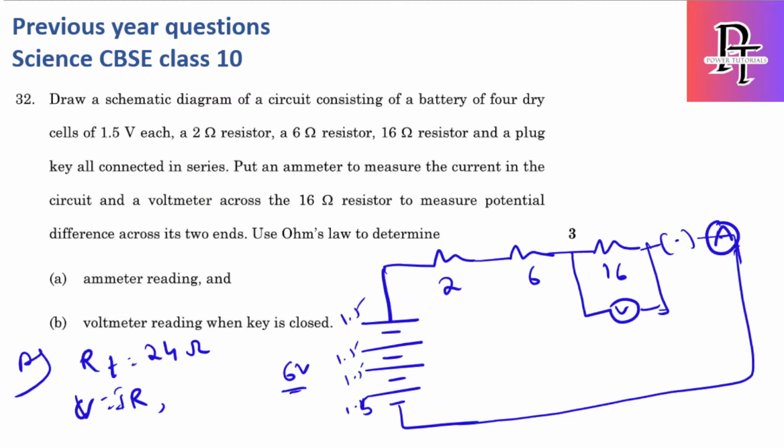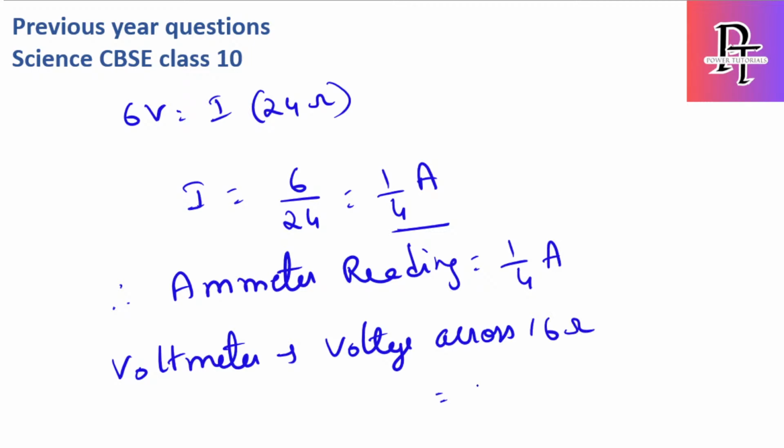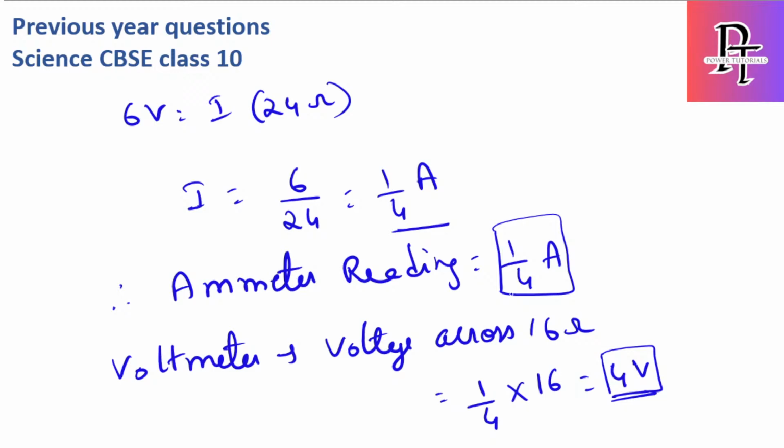What they are asking second is the voltmeter reading. When the key is closed, the voltmeter reading is the voltage across 16 ohms. So voltage across 16 ohms is V is equal to I into R. The current we got is 1 by 4, into R which is 16, which is equal to 4 volts. So the voltage across 16 ohms is 4 volts, and the current in the ammeter in the series circuit, the same current will be flowing, which is 1 by 4 amperes.